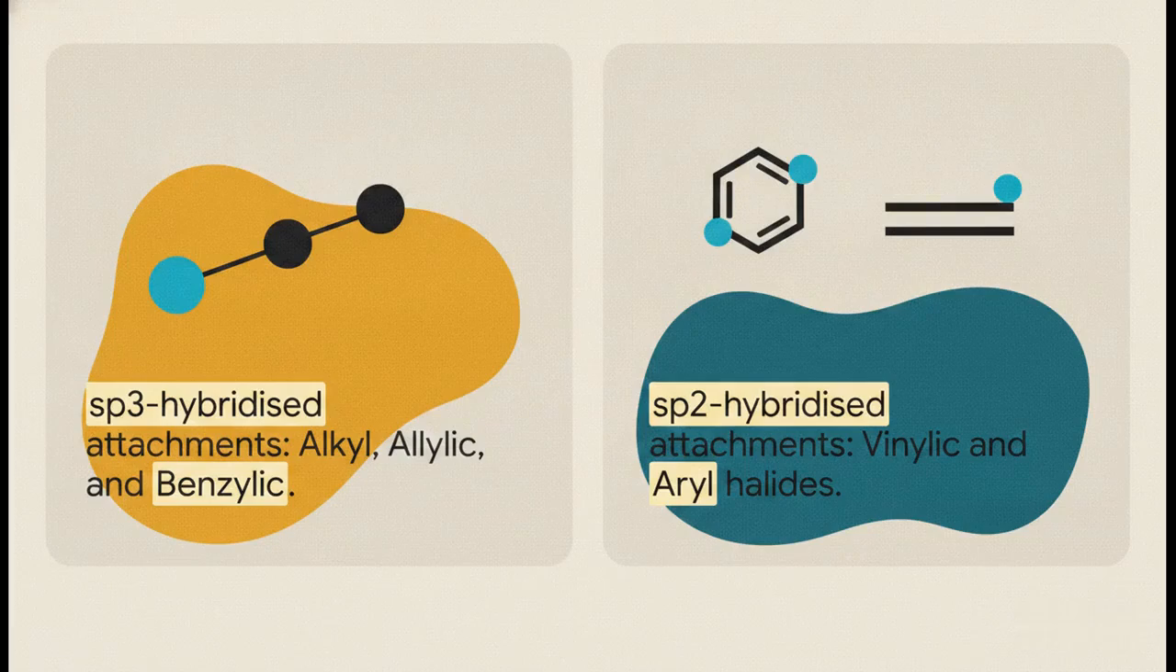So the first thing we do is throw these compounds into different structural buckets, and it all boils down to hybridization, specifically the hybridization of the carbon that our halogen is clinging to. On one hand, we've got the sp3 hybridized attachments. This covers your standard alkyl halides, allylic halides, where the carbon is hanging out right next to a double bond, and benzylic halides, where that sp3 carbon is attached directly to an aromatic ring. On the flip side, we've got the sp2 hybridized attachments. That's when the halogen is locked directly onto a carbon that's part of a double bond, giving us vinylic halides, or directly onto an aromatic ring, which gives us aryl halides.